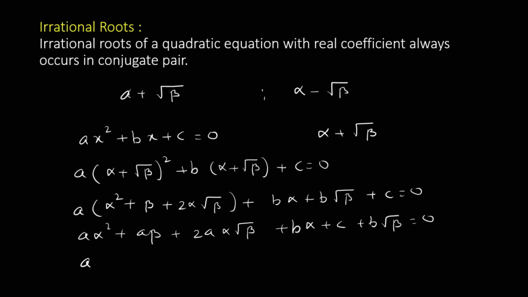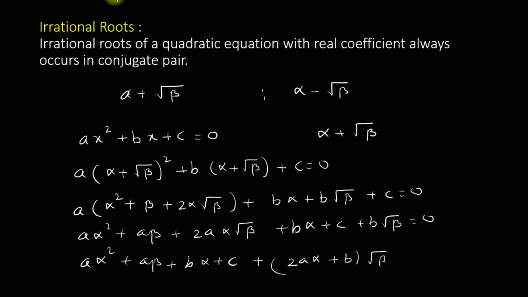So we have here aα² + aβ + bα + c, this is the rational part, and the irrational part is (2aα + b)√β. So this is our irrational part. Now we can assume that α − √β is also a root of the given quadratic equation. So α − √β also satisfies the given quadratic equation.